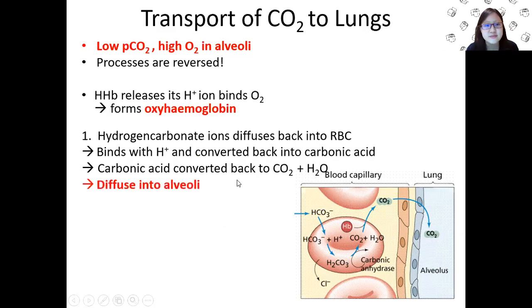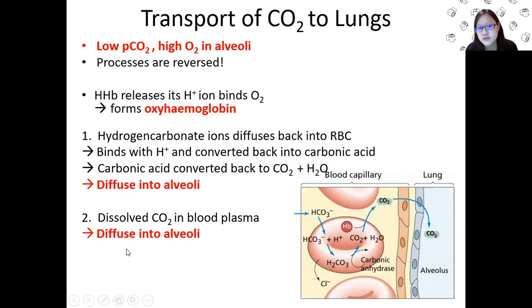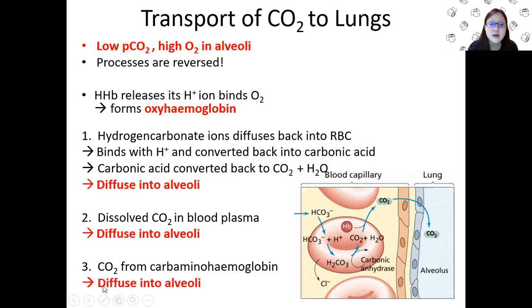How about the 5%? Obviously, the dissolved CO2 in the blood plasma diffuses down the concentration gradient into the alveoli. Number 3, 10%, the CO2 from carba-amino hemoglobin. This one will do the same, dissociate from hemoglobin, diffuse into the alveoli and get into the alveolus. We breathe out, CO2 gets expelled from the lungs. So everything in reverse, okay? So that's transport of carbon dioxide to the lungs and transport of oxygen as well.